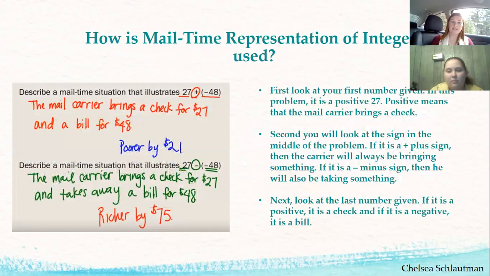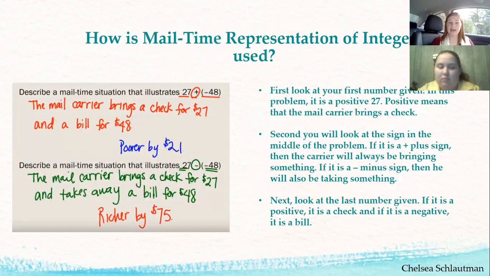And here is how we use mealtime representation to represent integers. So we're going to get a statement here. It'll give us a number. And this one says 27 plus -48. What you're going to do is you're going to look at each individual part of the problem given. So for this one, we'll look at the 27, which is a +27. That means that the mail carrier will be bringing a check to you for $27.